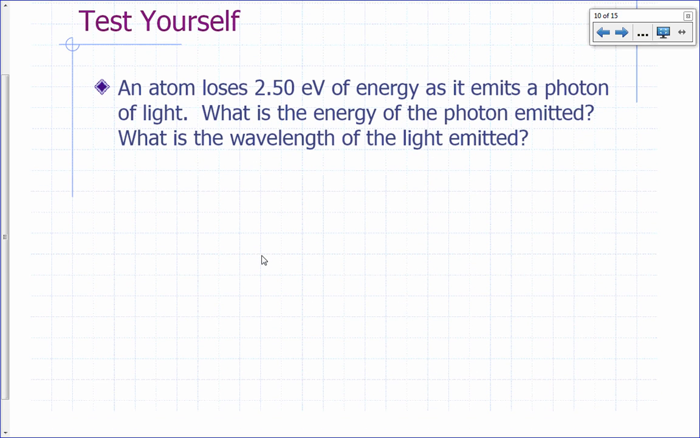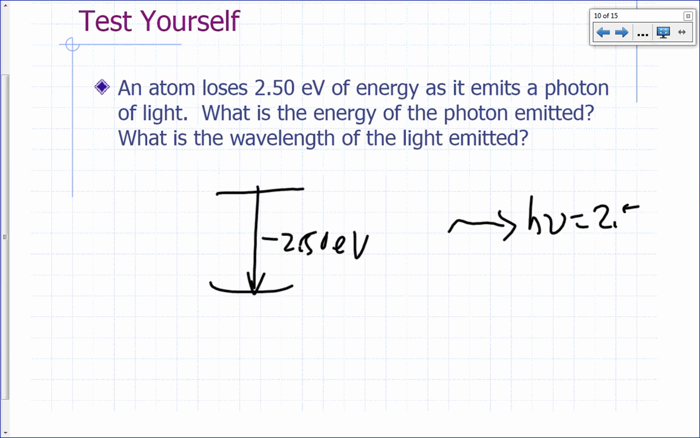Okay. So here's a question. An atom loses 2.5 electron volts of energy as it emits a photon of light. What's the energy of the photon emitted? You should take 2 seconds to answer. If it loses 2.5 electron volts, that 2.5 electron volts is carried by the photon, right? That's the energy of the light that's emitted.